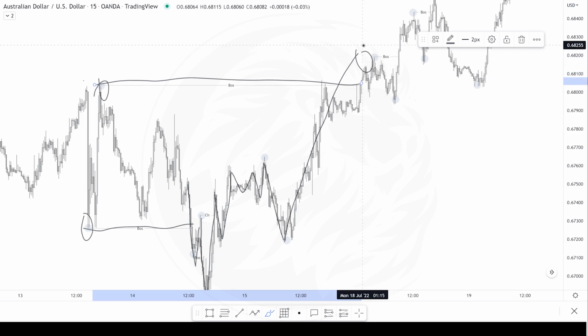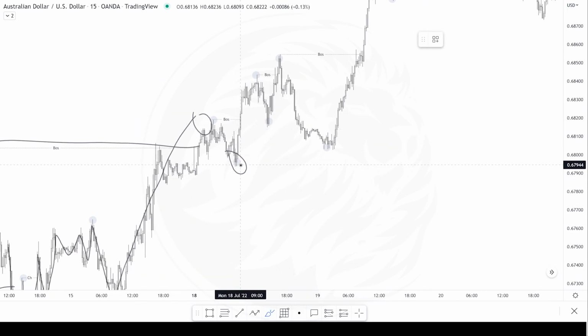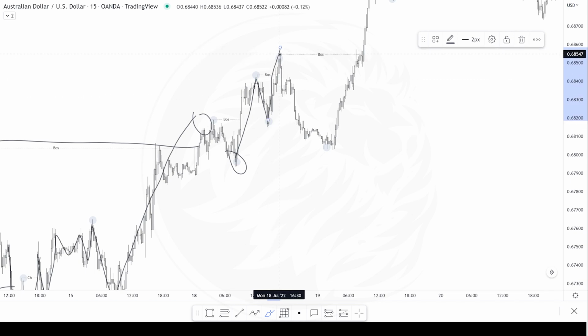So as you can see, market makes a high, market makes a low, we break the high here, we make a new low, we break the high another time. Here, as you can see, we make a CHoCH, but as I explained to you, for a new trend to be confirmed, we need a second BOS.